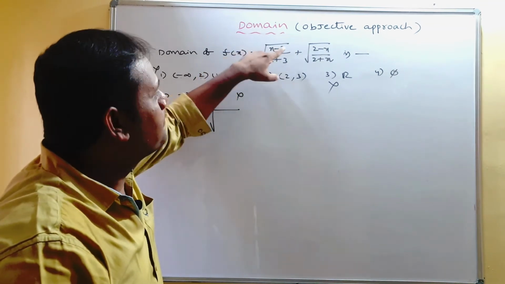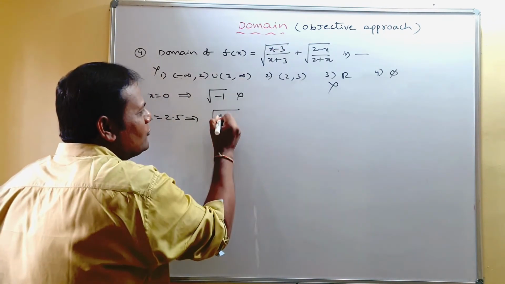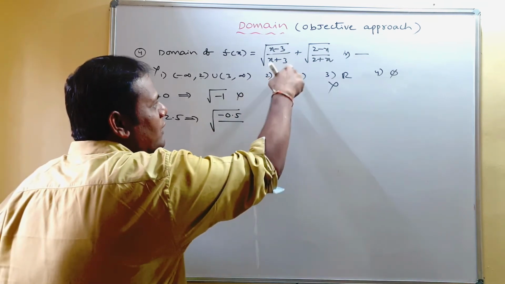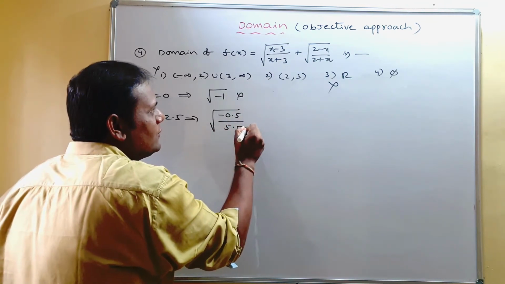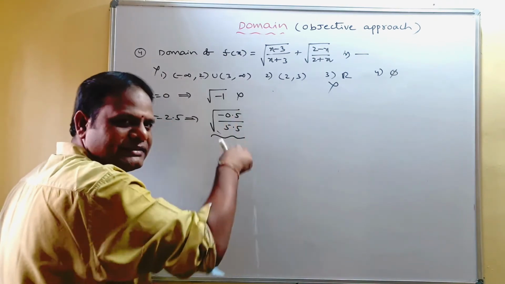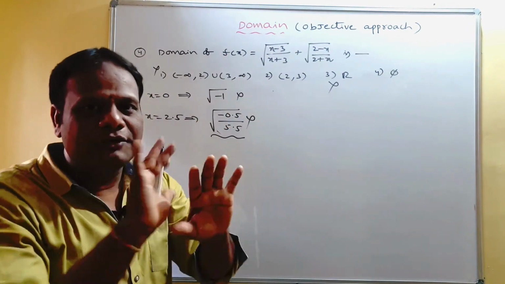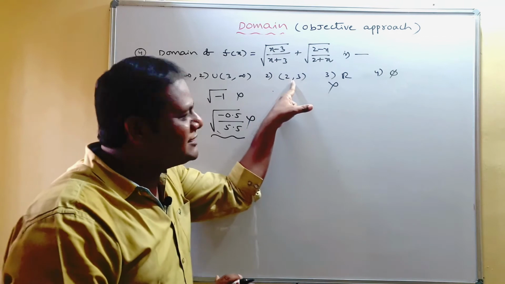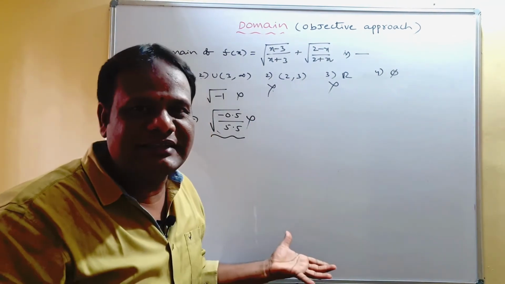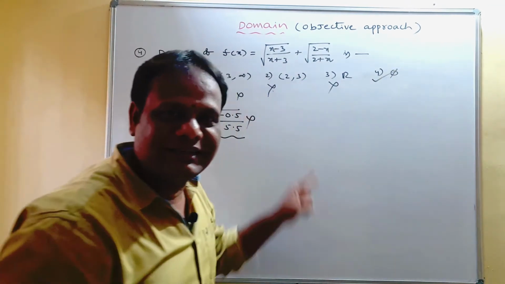2.5 minus 3. Negative? Yes. 2.5 minus 3, it is minus 0.5. 2.5 plus 3, it is 5.5. Totally, is it positive value or negative value in root? Yes, it is negative, so leave it. So can we go with 2.5? No. But in this we have 2.5, so it is wrong. So what is the correct answer to this problem? That is fourth option. Is it clear?